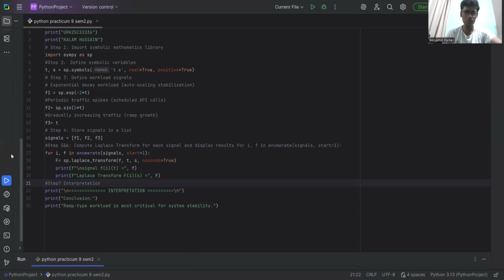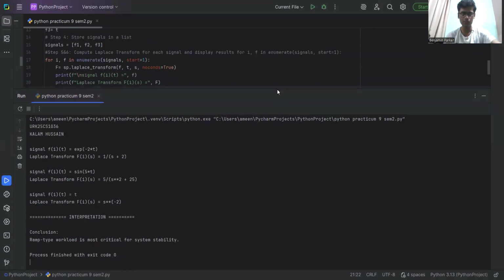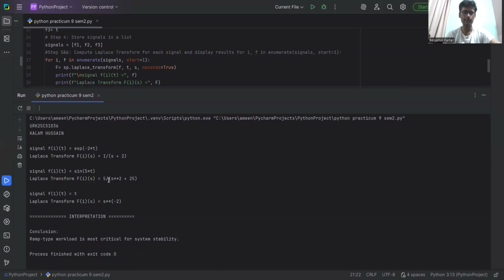This part is the overall code I used to determine the values, and this part is used to determine the signal values and the Laplace transform for the three parts of the equation. In conclusion, we are determining that the RAM type workload is most critical for system stability. So there you go. This is the overall.